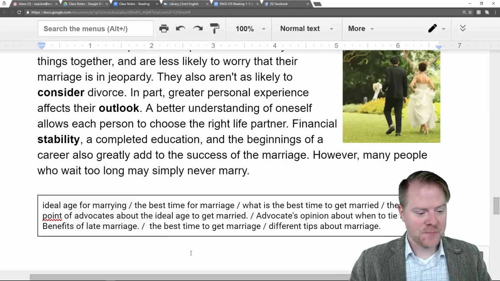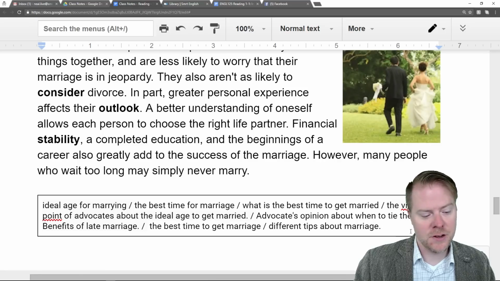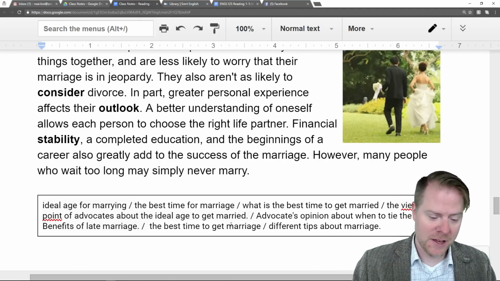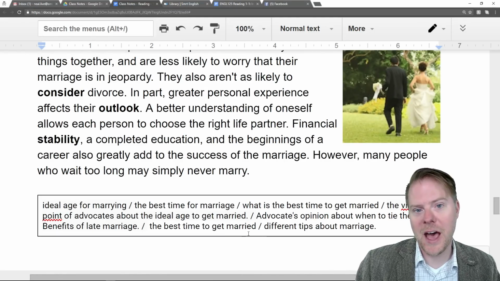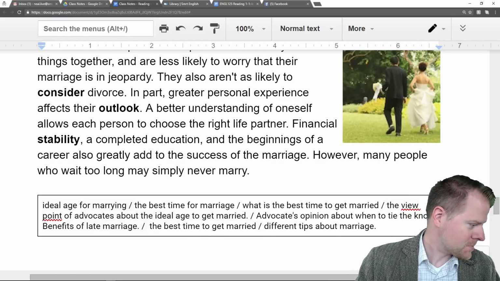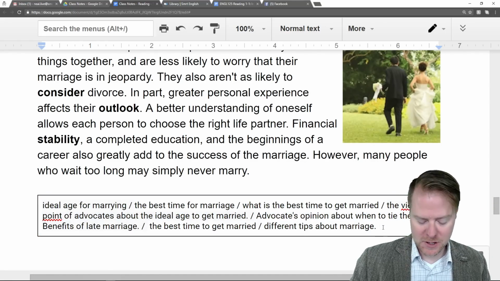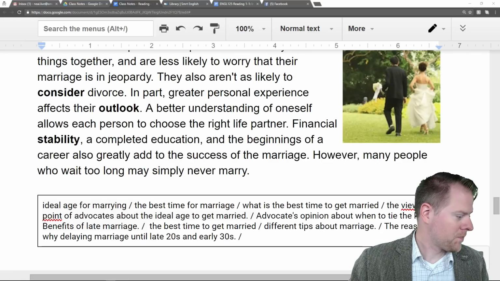So here we have ideal age for marrying, the best time for marriage. What is the best time to get married? The viewpoint of advocates about the ideal age to get married. Advocates' opinion about when to tie the knot. Benefits of late marriage. The best time to get married. After get, you want to put that form, married, get married. Different tips about marriage. And some more coming in. I'll also add these. Different views.